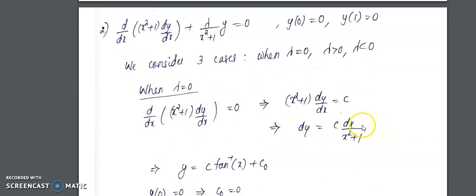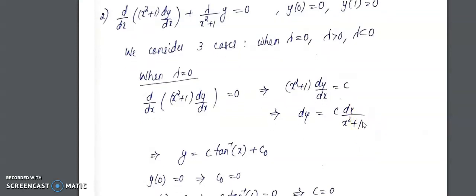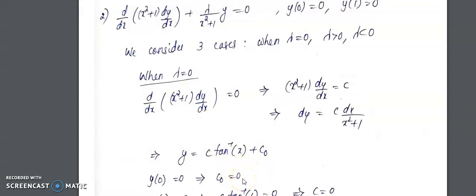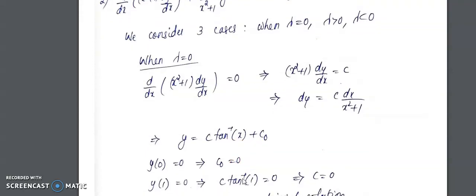Ni conditions random apply here. So y at 0 is 0. So tan inverse of 0 0 aanu. So you will get c naught equal to 0 from the first condition. Ni y of 1 equal to 0 will give c tan inverse of 1 equal to 0. Because c naught already 0 aanu. Tan inverse of 1 is pi by 4. So that cannot be 0. So therefore we will get c equal to 0.